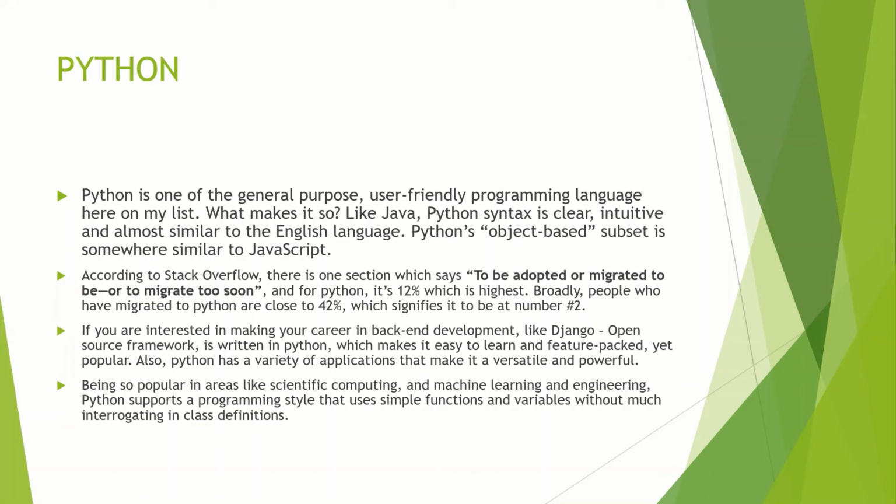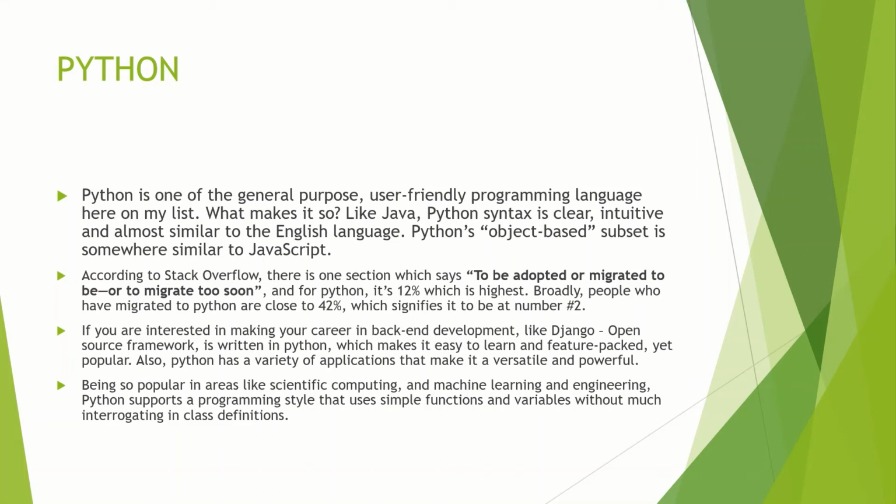According to Stack Overflow, there is one section about languages people want to migrate to soon, and for Python it's 12%, which is the highest. Broadly, people who have migrated to Python are close to 42%, which makes it number 2. If you're interested in making your career in backend development, Django, an open source framework, is written in Python, which makes it easy to learn, feature packed, yet popular.